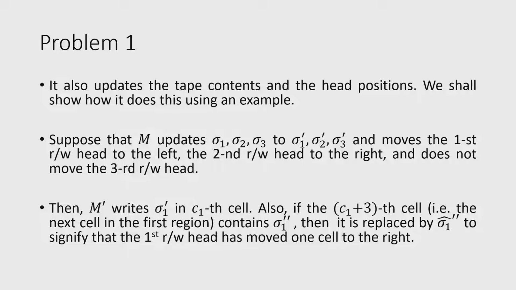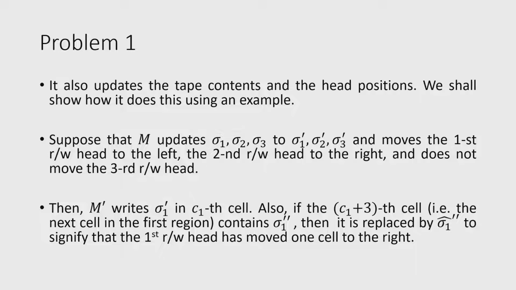Now to complete this step, M prime also has to update the tape contents and the head positions. To see how M prime would do this, we will use an example. Suppose that M updates the symbols sigma 1, sigma 2 and sigma 3 to sigma 1 prime, sigma 2 prime and sigma 3 prime, and moves the first read-write head one position to the left, the second read-write head one position to the right, and does not move the third read-write head at all. Then we'll see what M prime does to capture this operation of M.